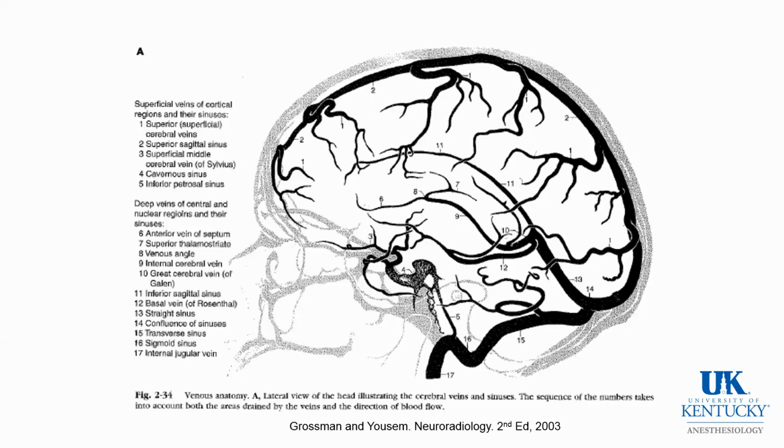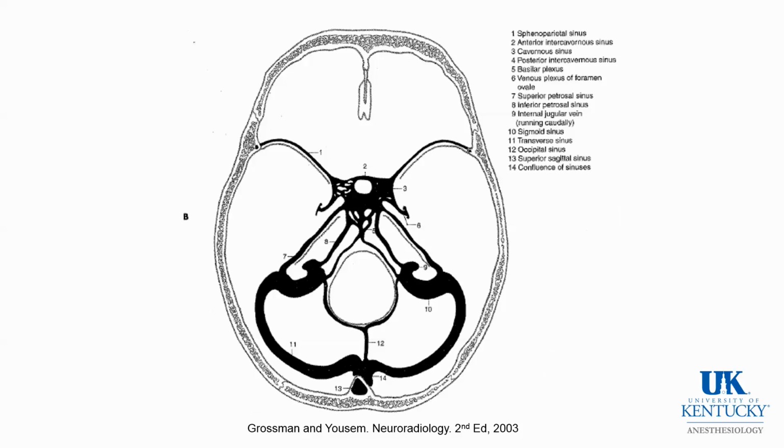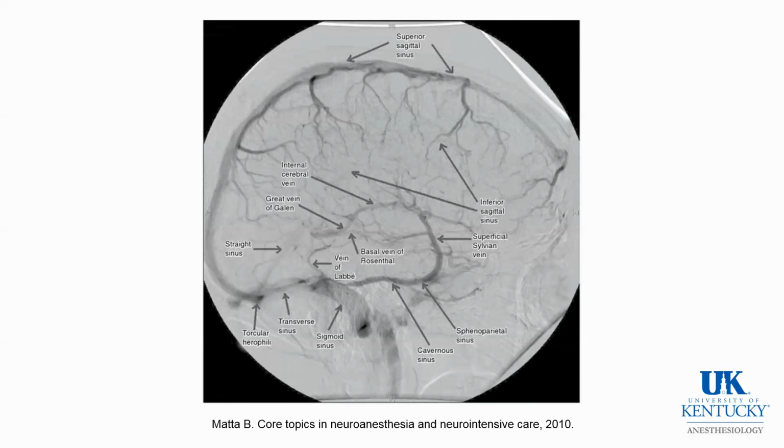The cerebral veins are also relevant as a site of both damage and bleeding and thrombosis. These are illustrated in this lateral depiction and named as listed on this slide. This is a horizontal depiction of the veins at the base of the brain. And this is a venogram at the end of an arteriogram.